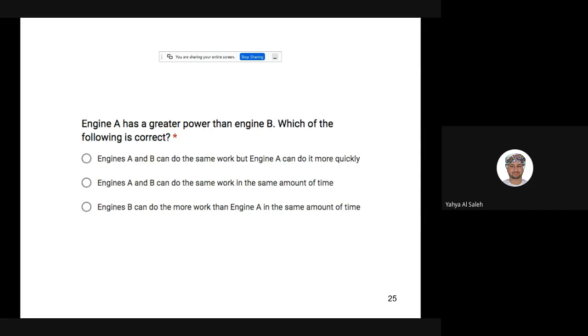Engine A has a greater power than engine B. Which of the following is correct? Engine A and B can do the same work, but engine A can do it more quickly. Engine A and B can do the same work in the same amount of time, or engine B can do more work than engine A in the same amount of time.